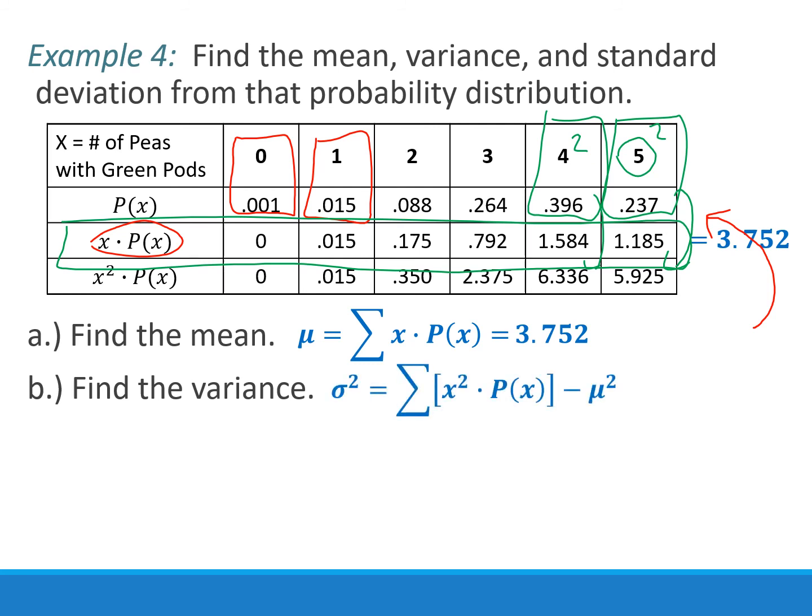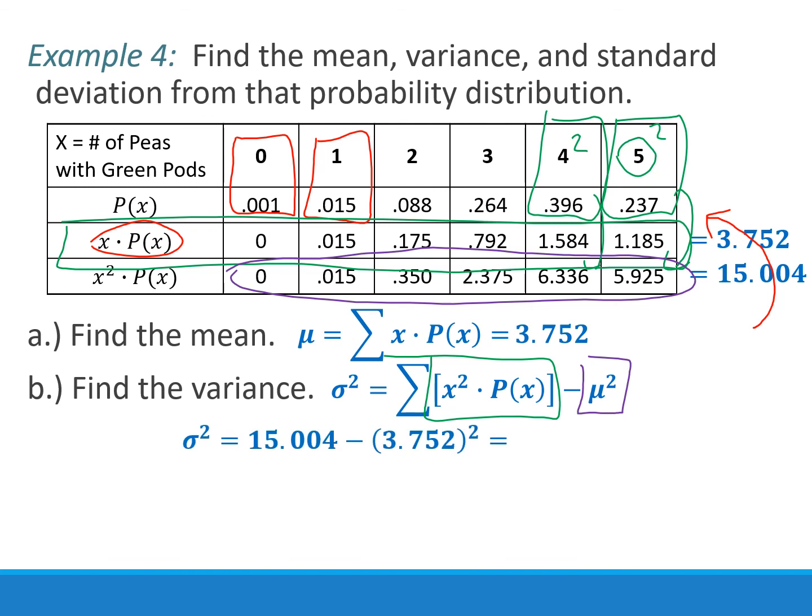Part B, find the variance. This is a more complicated equation. So we're taking the sum of x squared times p of x. Okay, so now we're talking about this bottom one. Add those all up, and we're going to subtract the mean squared. So 15.004 is the sum of that whole bottom column minus the mean, which we got up here, squared. That gives us a variance of 0.9265.